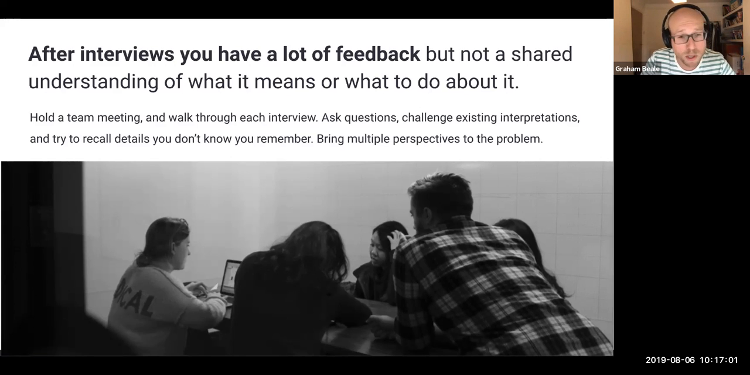If you thought that maybe some of the question was leading and that gives a particular outcome from the user, you want to challenge that and make sure. If you agree that it was leading, then you can discount that information. Or if you believe that it is valid and it holds up, then maybe it's the start of a pattern. So it says try to recall details you don't know you remember, and bring multiple perspectives in the team. So this sense of bringing the team together and working through it.